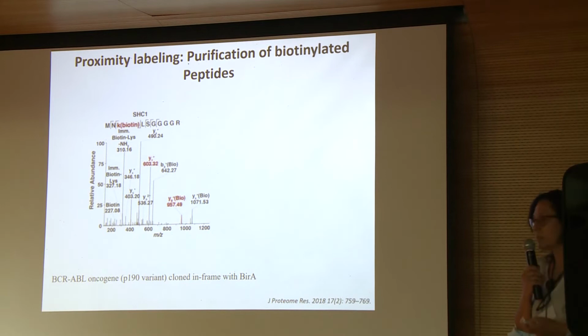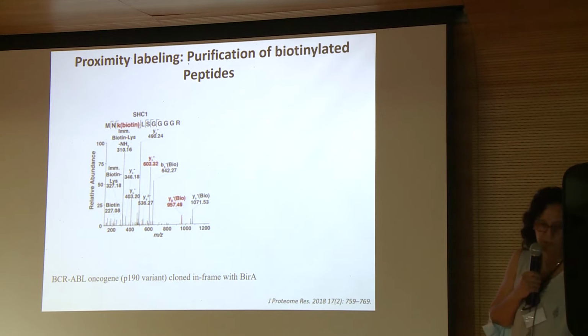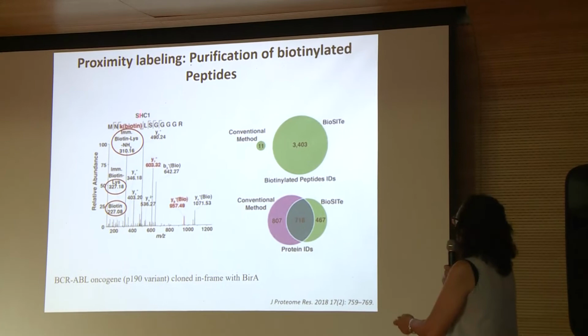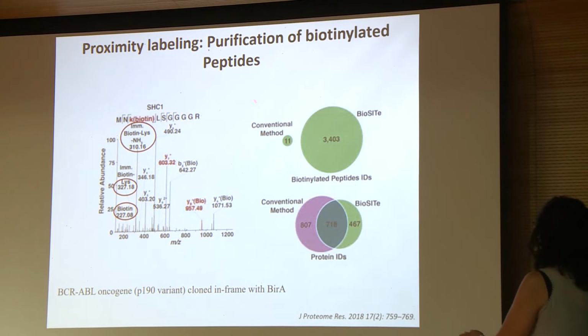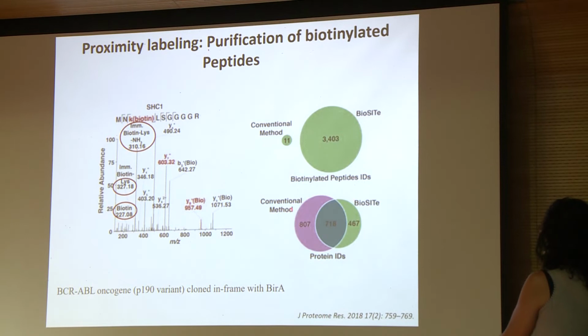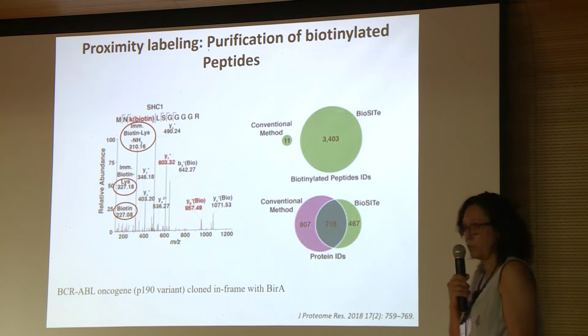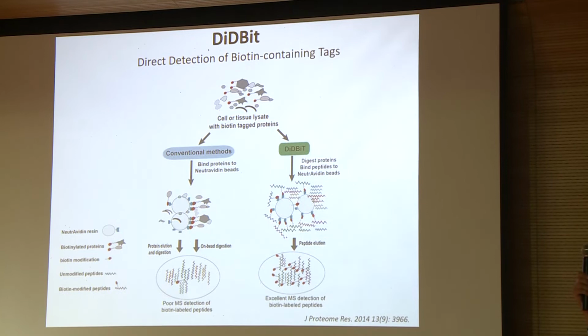Here, well, it's not seen as it is here. Okay, doesn't matter. These are reporter ions that tell us that this spectrum corresponds to a biotinylated peptide. Using this approach, the authors showed that if they compare the number of biotinylated peptides recovered by the conventional method with BioSite, there are huge differences between them. And if they compare the proteins identified, there are also big differences. These might not always represent real interactors and biotinylated proteins. There are other strategies that have also been used based on the same principle. This is the DBT strategy.